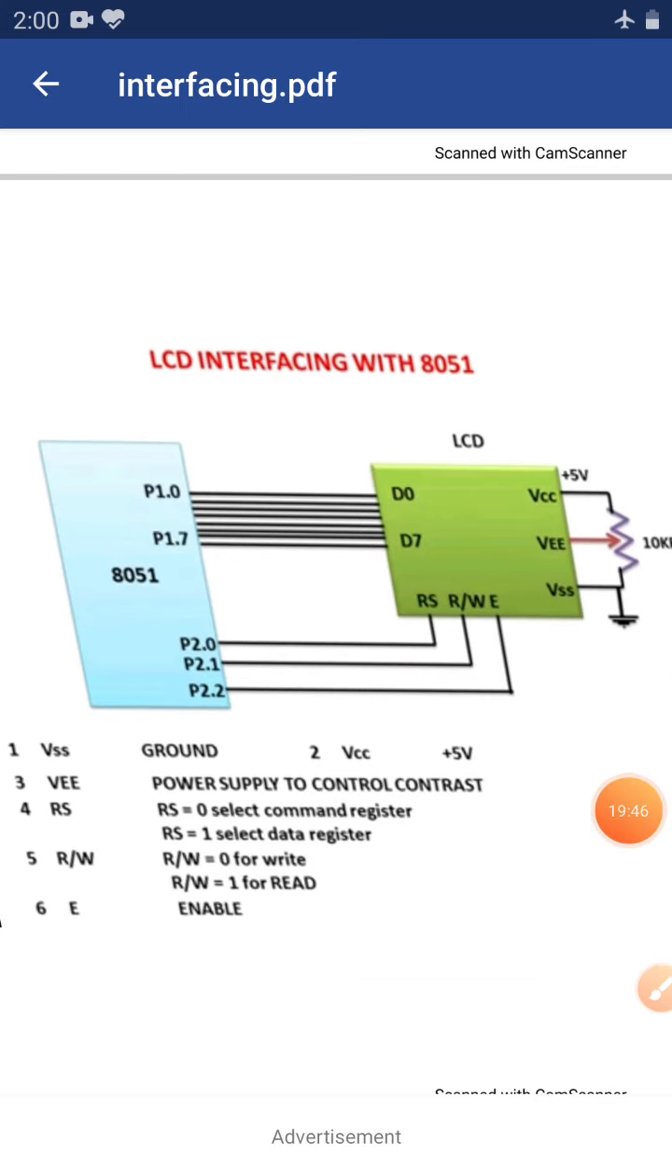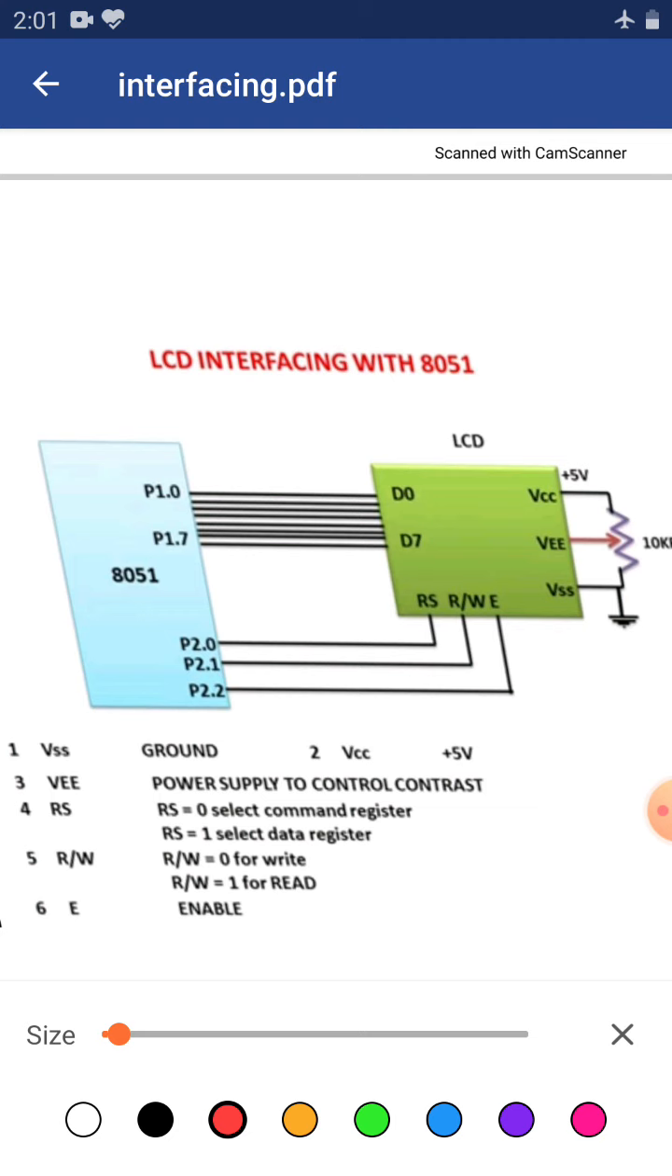Now similarly we see output device interfacing, that means connection with the 8051, such as printer, LED, LCD, etc. So now we are here to discuss LCD interfacing with 8051. Here we take the block diagram related to the 8051 and LCD.